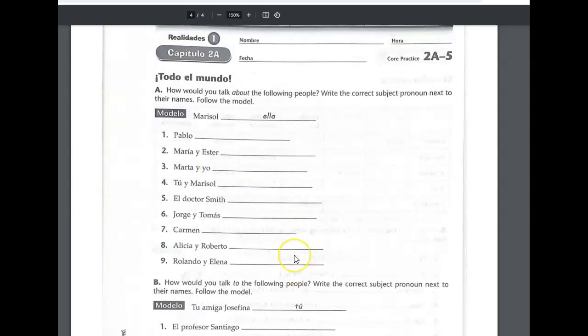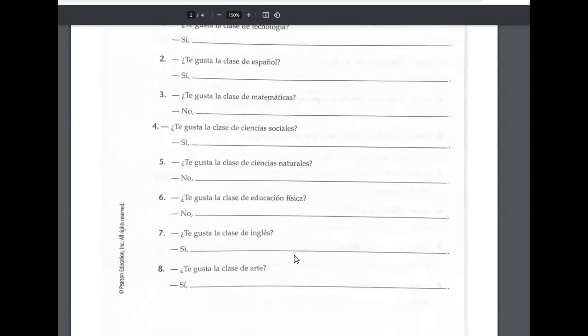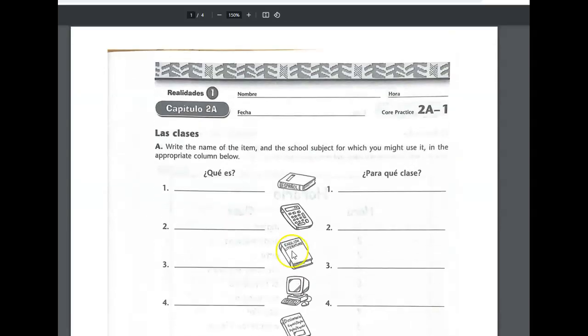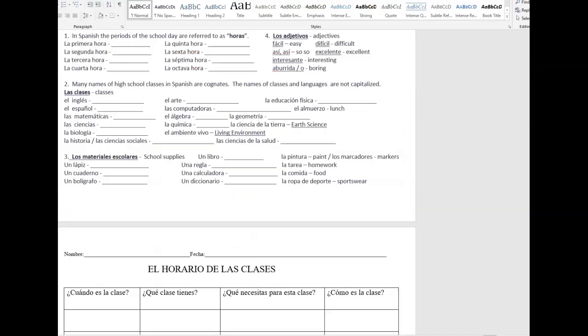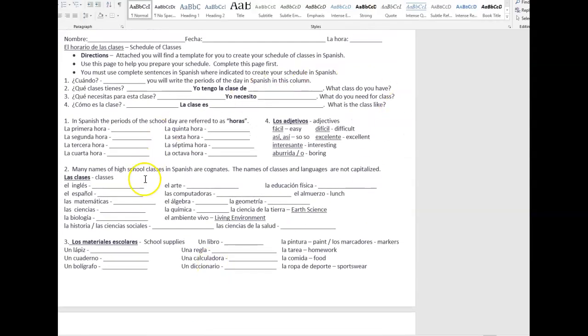So that assignment is due by the end of the day next class. Remember, next class you guys have your quiz. Your quiz is going to be on these key terms. The periods in your schedule, the classes that you have in your schedule, and the materials that you would associate with your schedule.